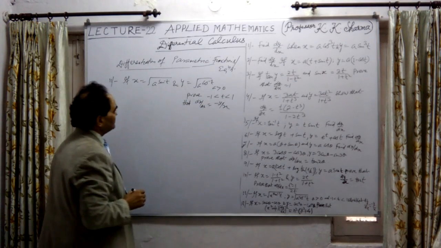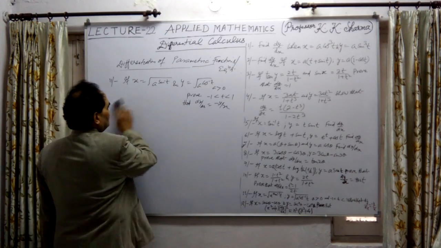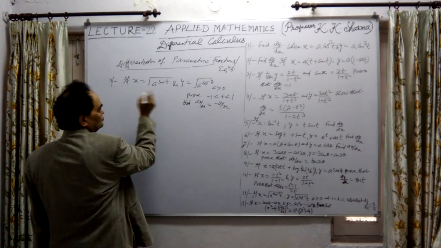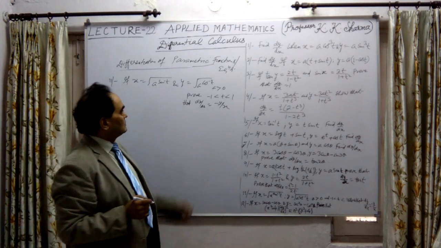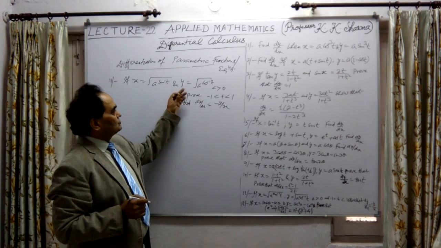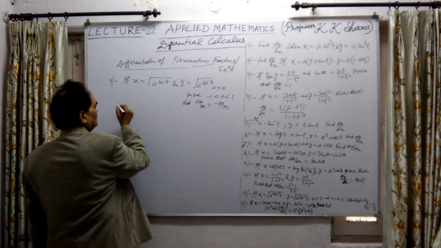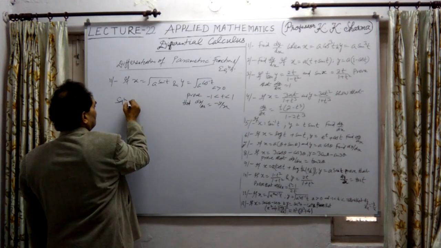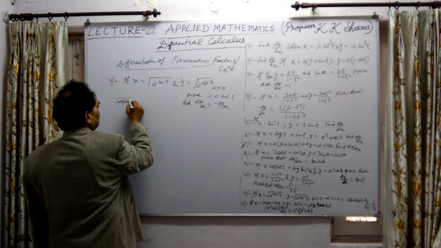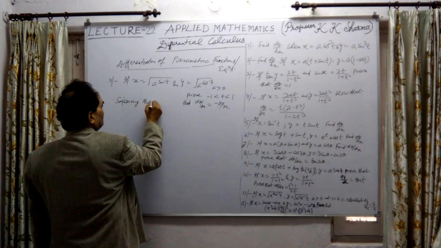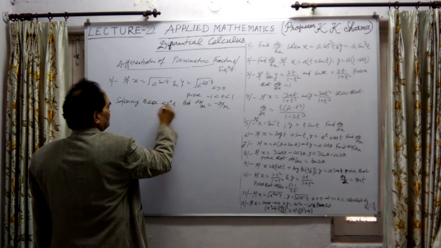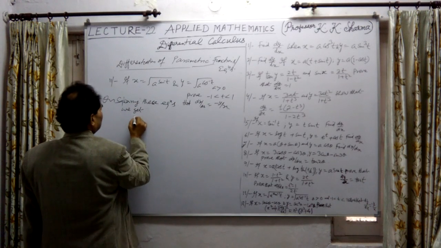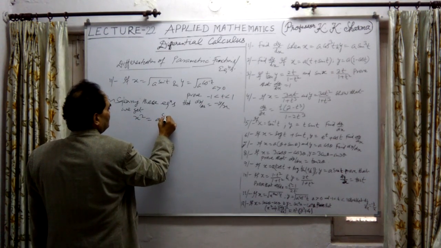So it can be done in two ways. Let me solve the easiest way first. Either making the square of these two equations, so the square root will be cancelled out. So now let me write, squaring these equations, we get x square equal to a raised to power sine inverse t.